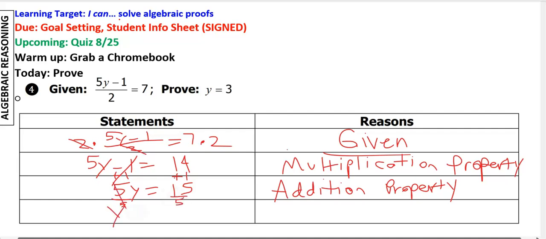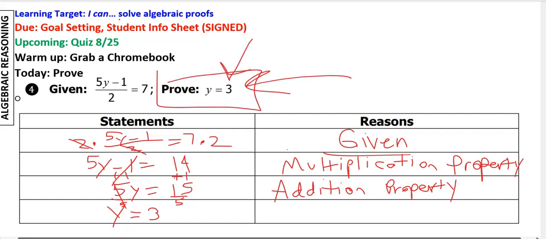5's cancel out. Now I have just y equals, what is 15 divided by 5? You can use decimals if you need to, but it is 3. And guess what? Isn't that what I needed? So you have to get to the right answer. Like, it gives you the answer. You got to get there the right way and give me the right reasons. So what did I just do on both sides? That was dividing by 5. So that's division property.